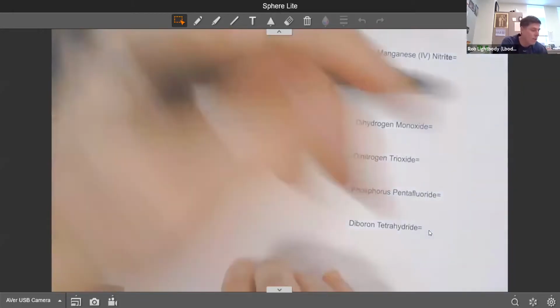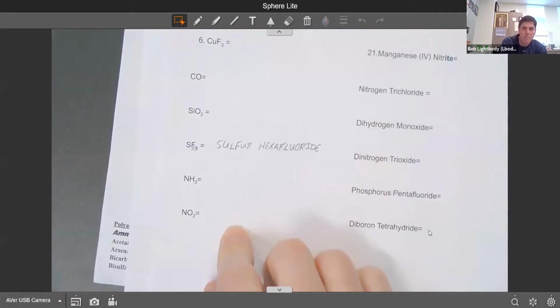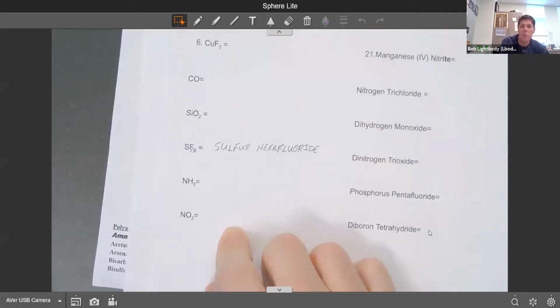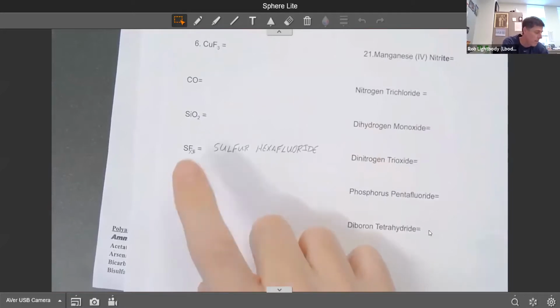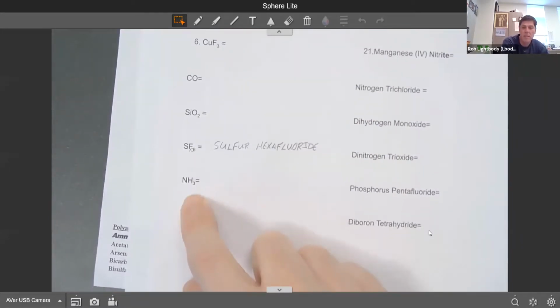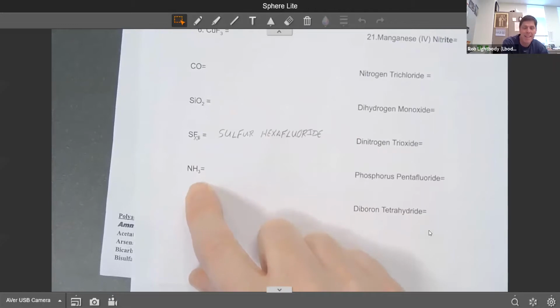Okay, so sulfur hexafluoride. And sulfur's further left than fluorine. That's why we write it first. What about this one? NH3.